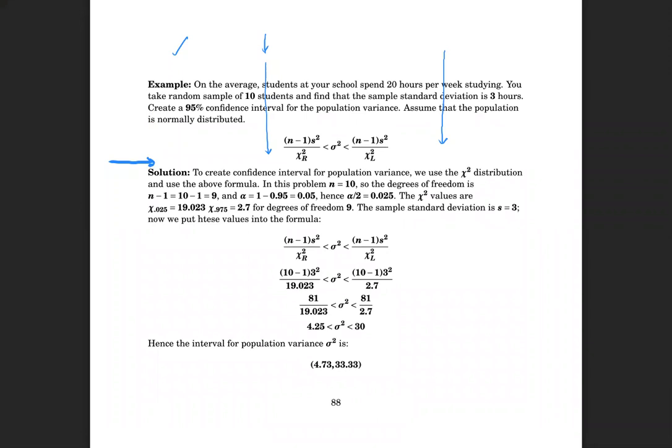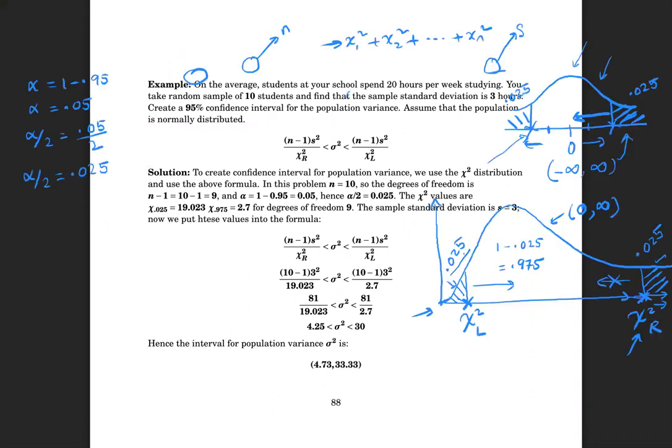It is right here. Chi-square sub R, this value is 19.023, and chi-square sub L is 2.7. That's what it is. Now, these values, you just have to find from the table and then plug them in right here.